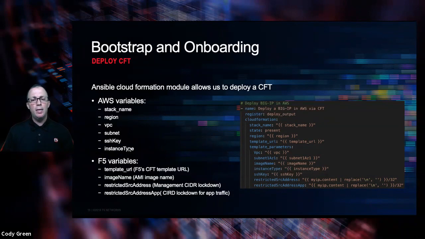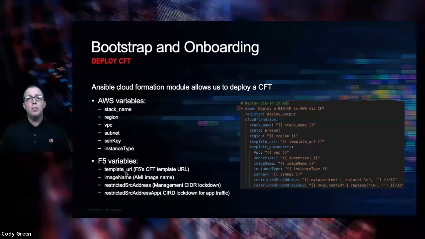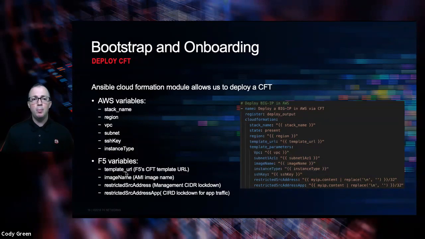The things we're more interested in here are F5 variables. So the template URL, this is where the F5 CloudFormation template is stored. The image name, what is the AMI name that we're going to be deploying? The restricted source address for management and restriction for apps. So these are variables inside of the CFT that will automatically deploy your security policies, which makes it a lot easier to lock down your environment on a day one deployment.